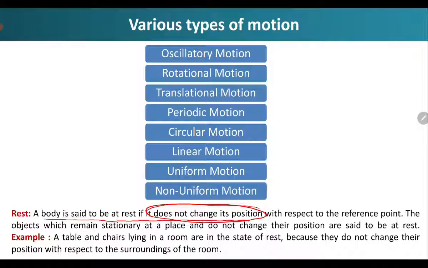The objects which remain stationary at a place and do not change their position are said to be at rest. For example, a table and chairs lying in a room are in the state of rest because they do not change their position with respect to the surroundings of the room.